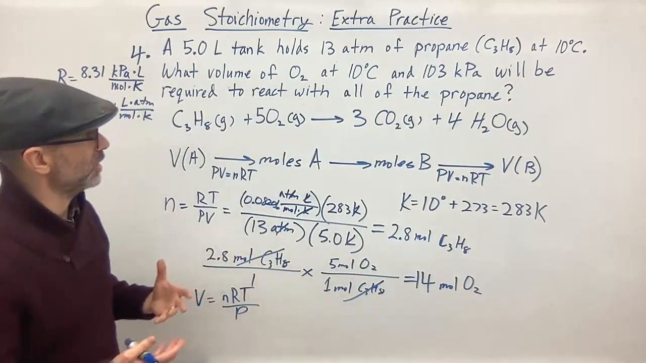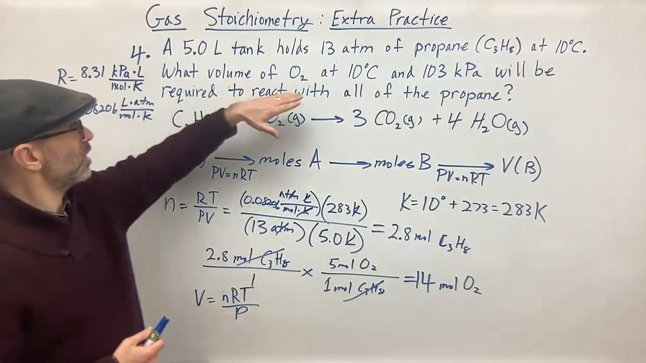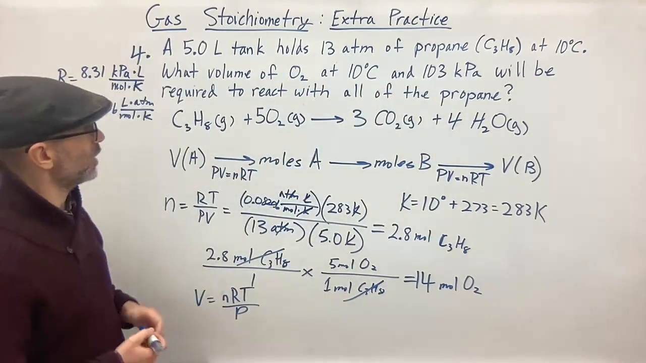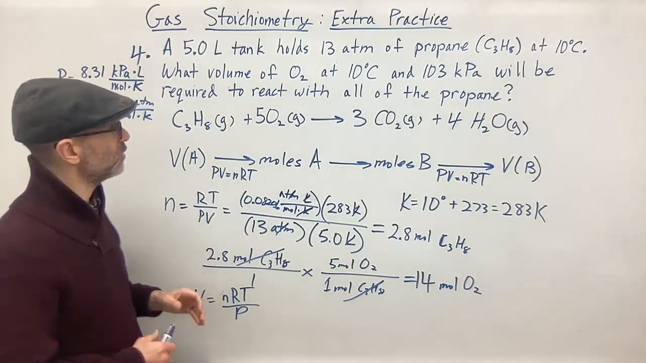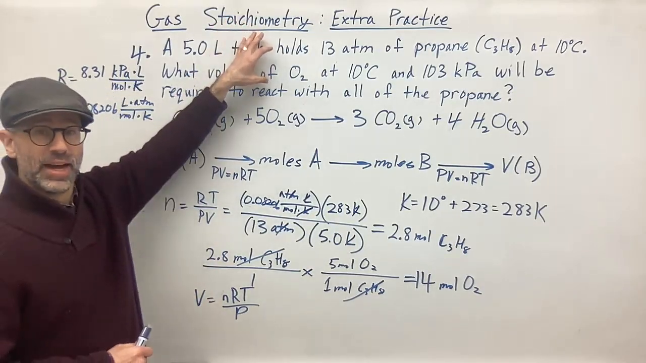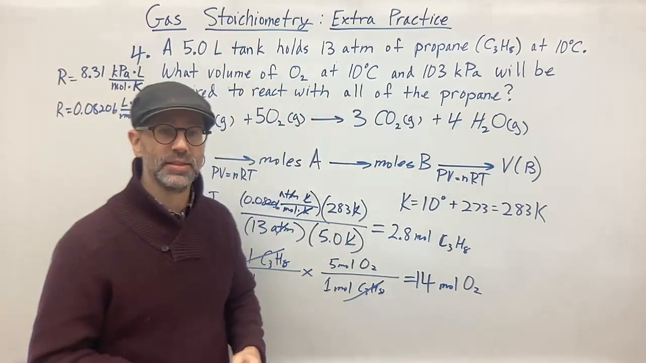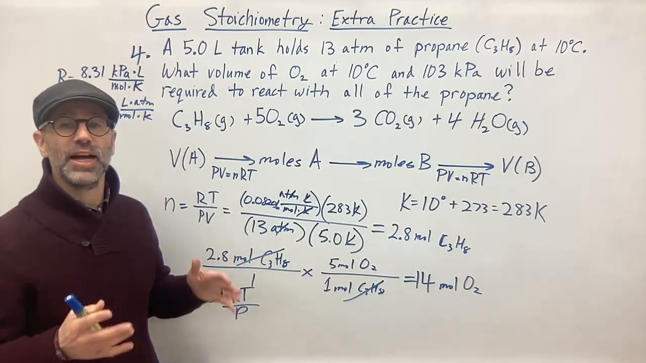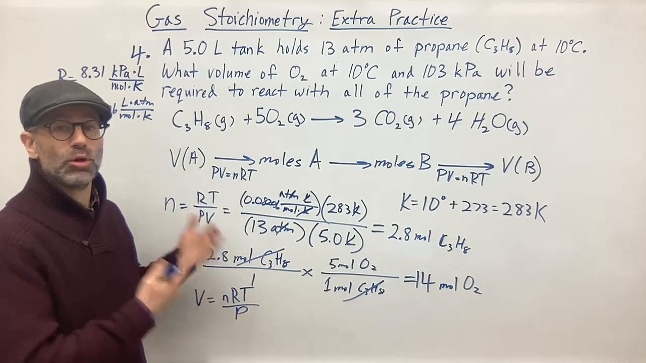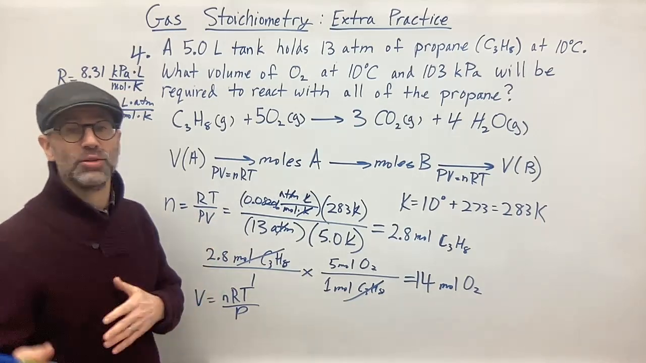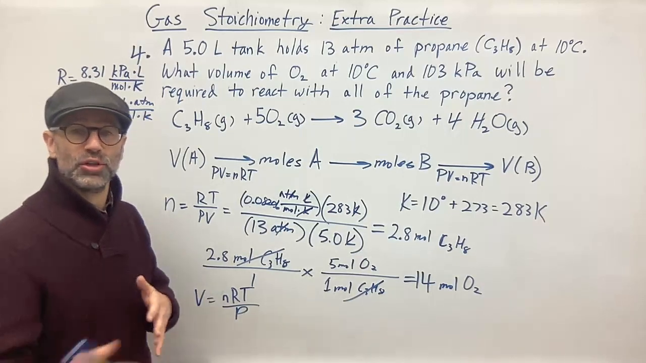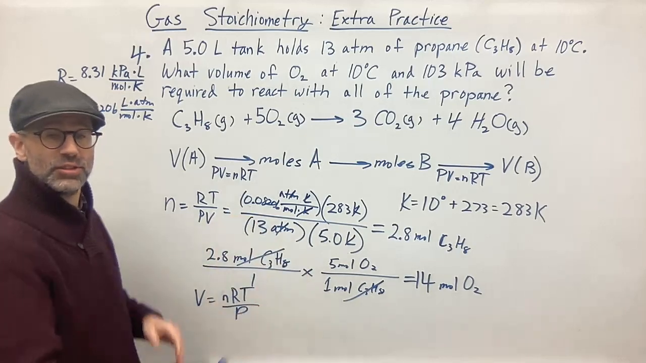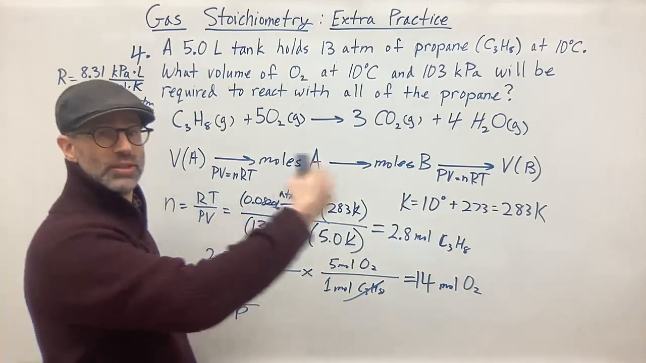They're giving that information, and they want to know what volume of oxygen at 10 degrees and 103 kilopascals will be required to react with all of the propane, right? So they're giving us volume of one gas and we're asked for volume of another gas. If you're given one volume and you're asked for another volume, you're going to have to use PV equals nRT, the ideal gas law, or molar volume in the beginning, and PV equals nRT or molar volume at the end to go from liters to moles, and then moles to liters.